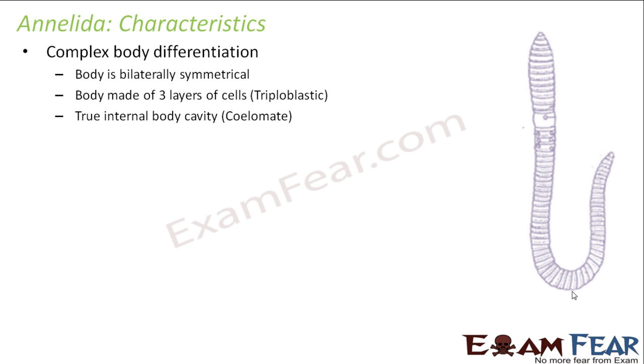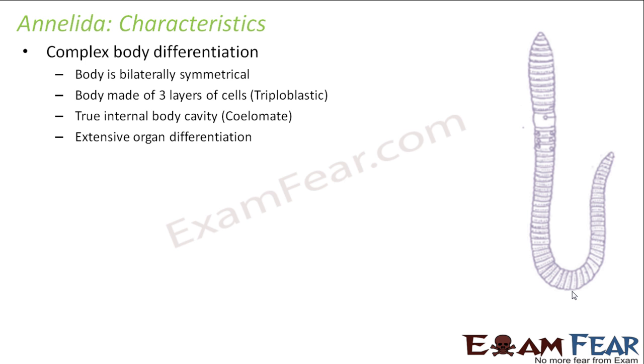They have a true internal body cavity, that is, they are coelomates. So this is the first time we are seeing a phylum which are coelomates. So far all were acoelomates, and Nematoda was pseudocoelomate, that is with a false coelom. Now annelids were the first coelomates, that is, the first animals to have a true coelom.